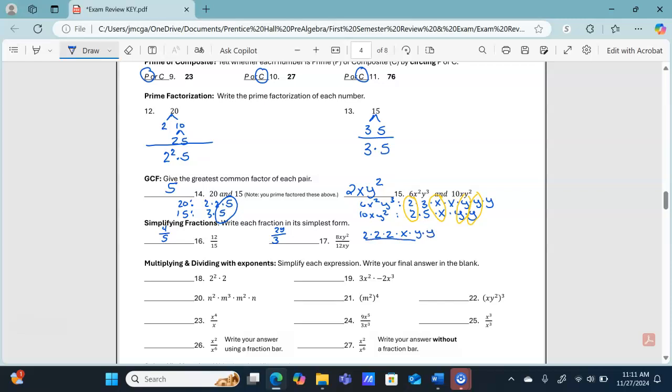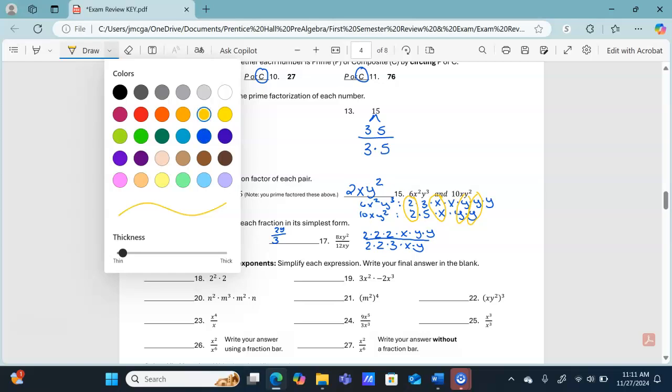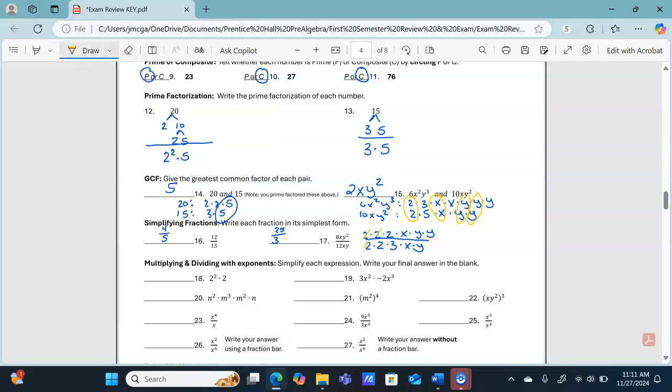So 8 is 2 cubed. 12 is 2 times 2 times 3. And now you can see I can cancel that 2 and that 2. The x will cancel, one of the y's will cancel. And so I end up with a 2 and a y on top and just a 3 on the bottom.